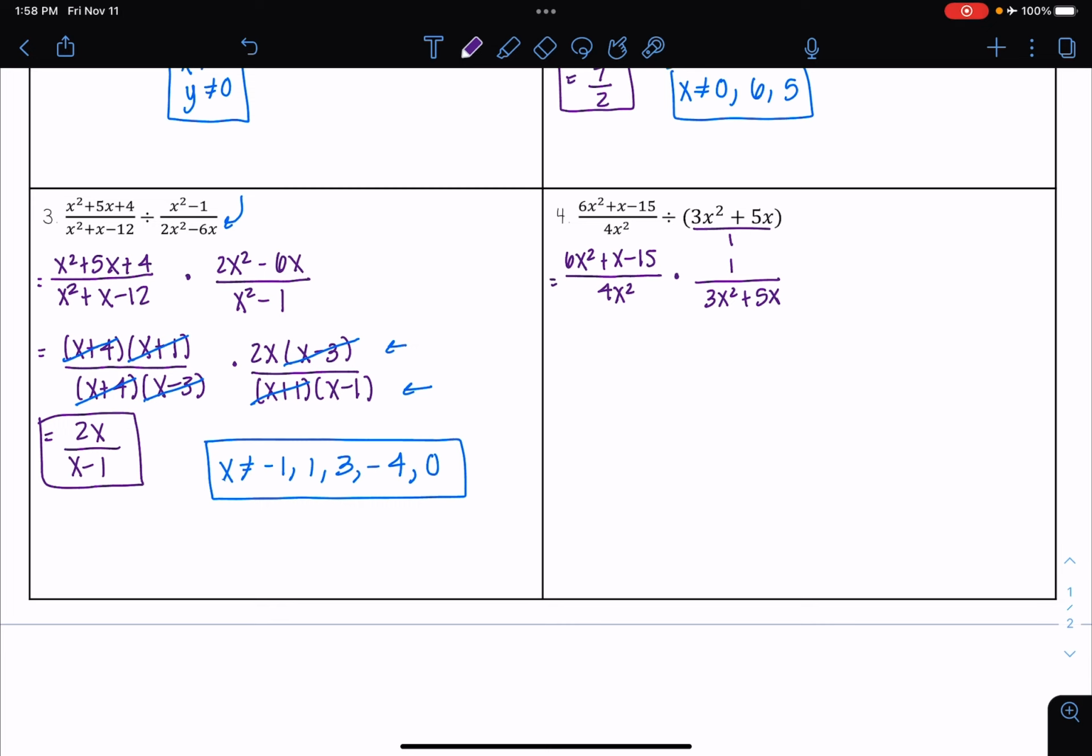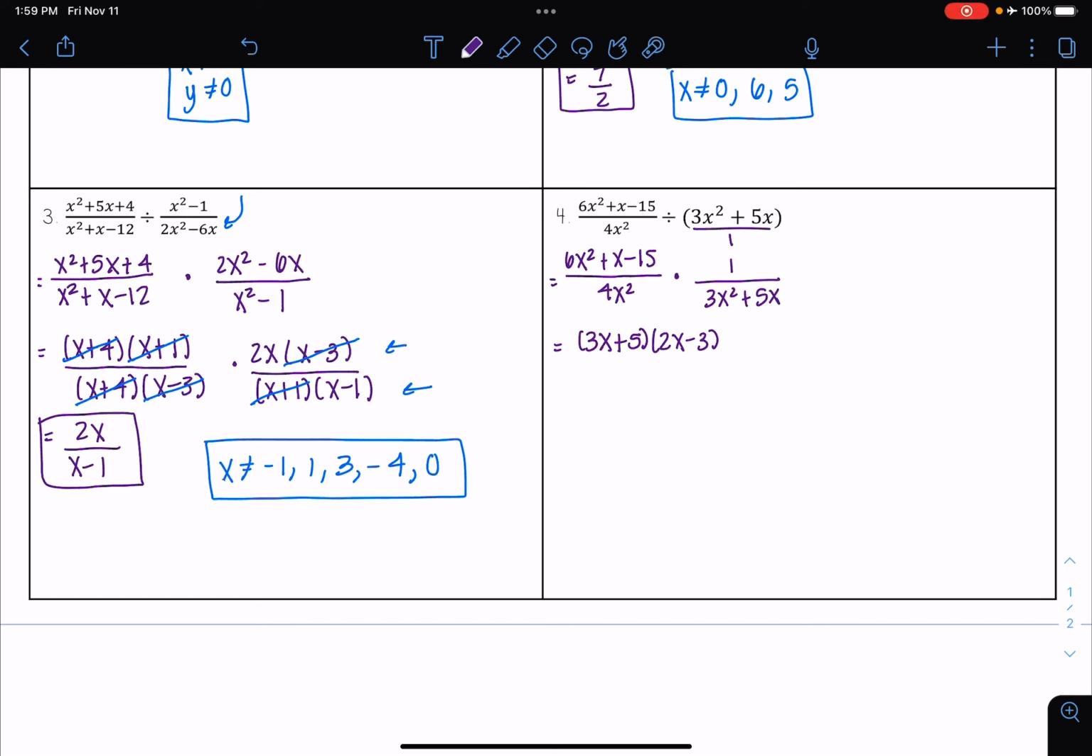And then I'm going to go ahead and factor this. So when you factor the top here, you get 3x plus 5 and 2x minus 3. That one you're going to have to use the AC method to factor because there is a number in front of x squared.